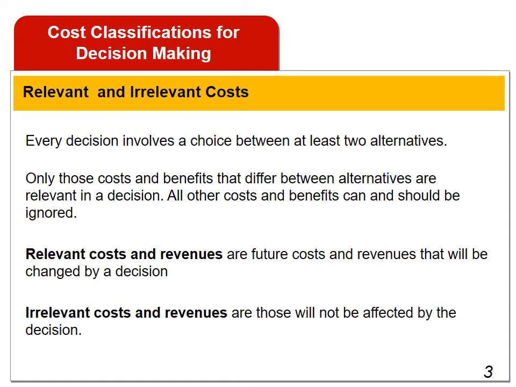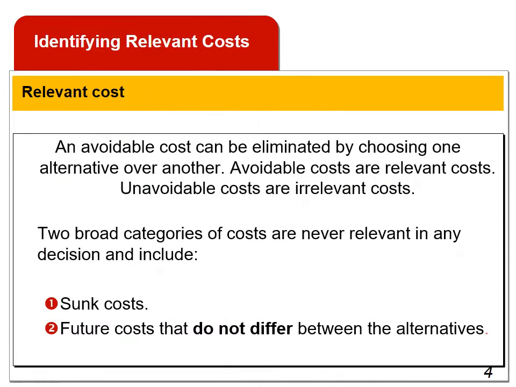For example, if you are faced with a choice of making a journey using your own car or by public transport, the car tax and insurance costs are irrelevant since they will remain the same whatever alternative is chosen. However, petrol costs for the car will differ depending on which alternative is chosen, and this cost will be relevant for decision-making.